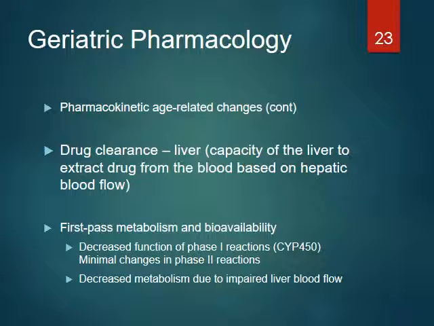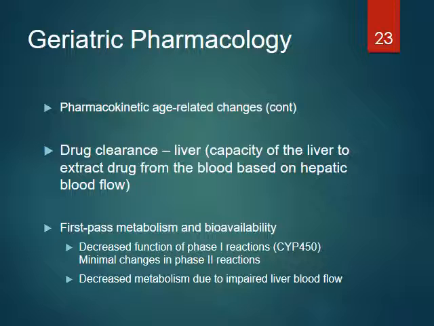For some medications that require a lot of extensive metabolism in the liver, as you have decreased blood flow, you may see decreased extraction of those medications from the bloodstream and thus decreased elimination and increased half-life. Looking at things like first pass metabolism and bioavailability, you can see that in general you have some decreased function of phase 1 reactions, so this would include your CYP enzymes, and you generally have very few changes in the phase 2 reactions. Again, the biggest factor here is going to be the decreased liver blood flow, leading to decreased metabolism.